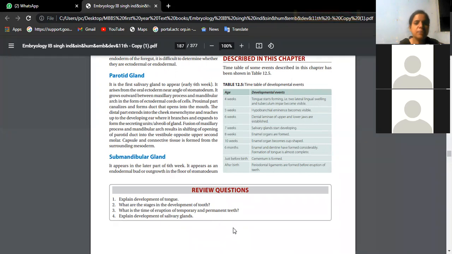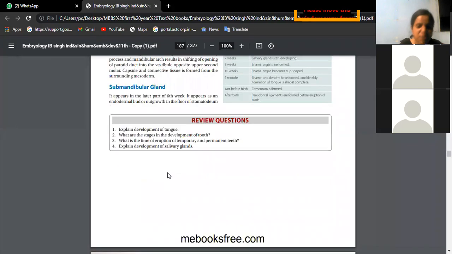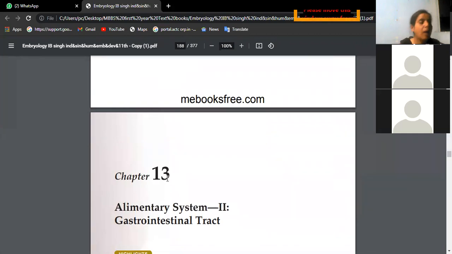Nothing will be asked, but if parotid gland development comes, because parotid is an essay, just give one point, like it is developing at the 6th week, arises from ectoderm. Okay, the word ectoderm is important. Even in our textbook, only 2 points are given. You can write only that much. Usually embryology development of parotid won't be asked also.